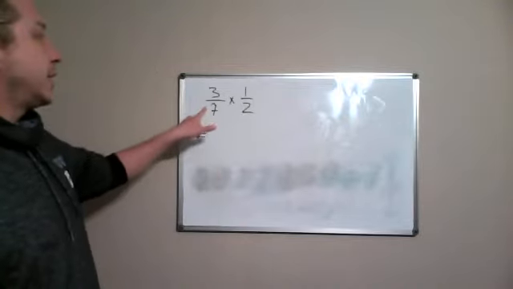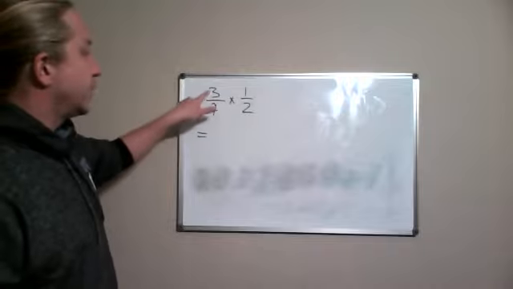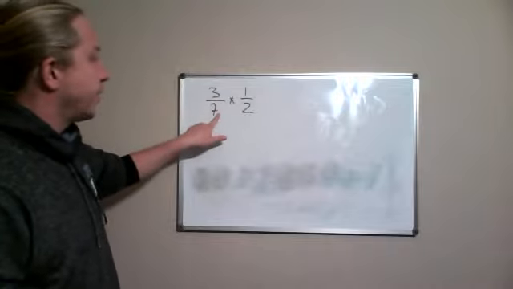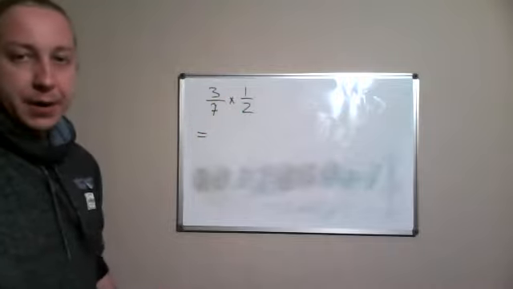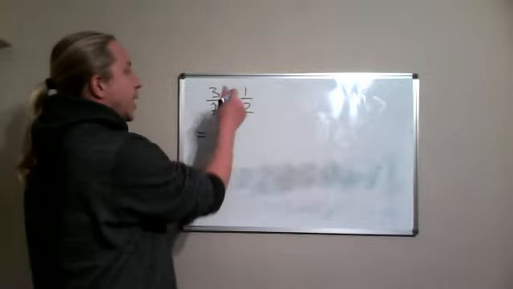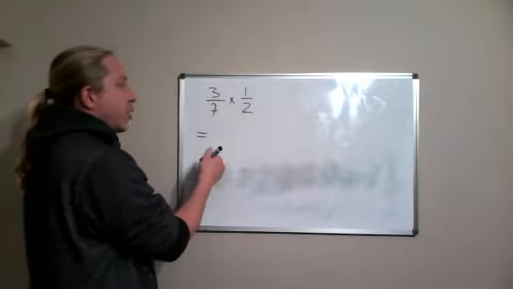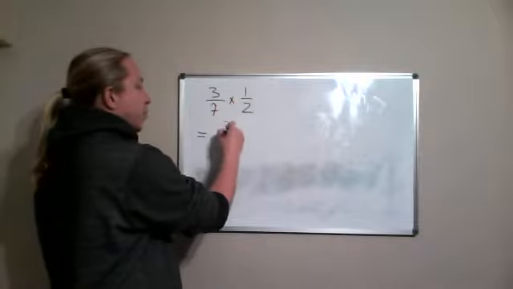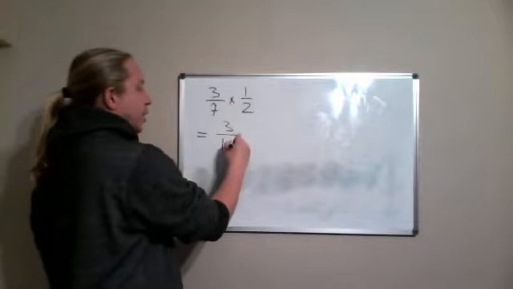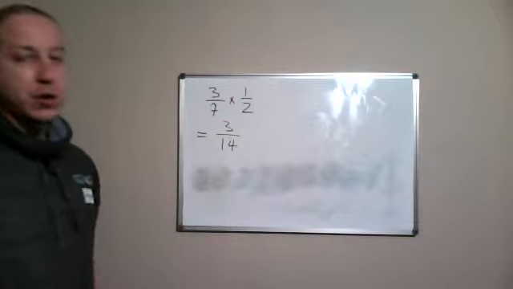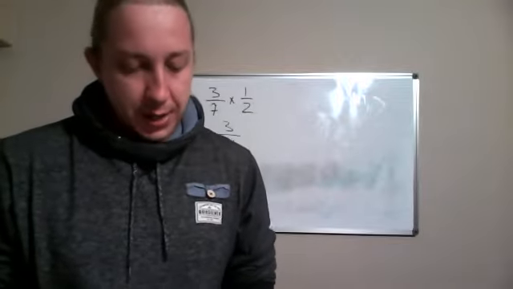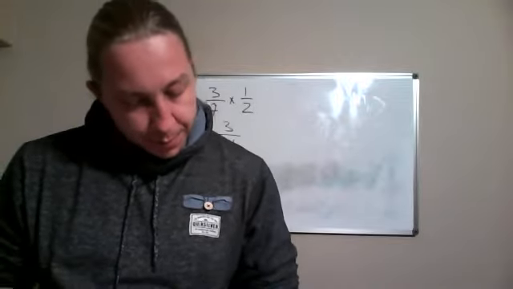What I notice here is that there's nothing to cancel. This 3 can't cancel with the 2 or the 7. There's nothing to cancel with the 1. So all we can do here is just multiply the numerators and denominators. 3 times 1 is 3, over 7 times 2 is 14, and we cannot simplify that any further, so that is our answer. All right.